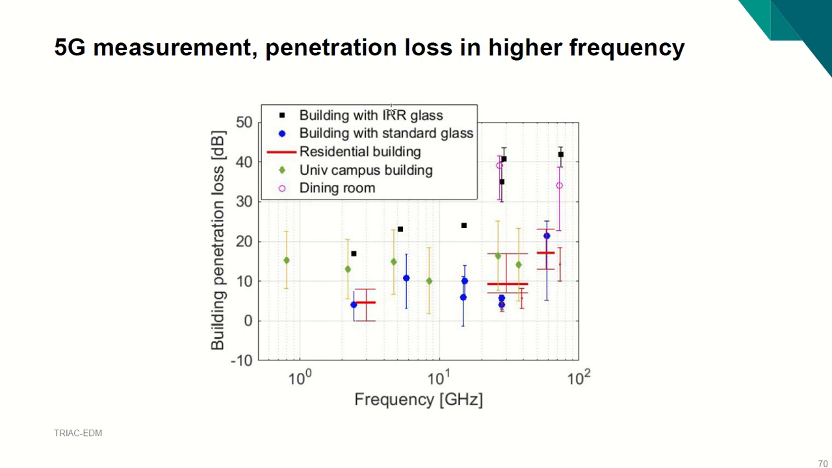So if it goes through an IRR, infrared resistant glass, then you encounter more losses. As we can imagine, IRR glass sort of prevents the EM wave from traveling, so it eliminates part of the signal and gives you losses. And then there is residential building with reasonable loss here, and campus building and dining room, and so on and so forth. So you see that loss goes up with higher frequencies.